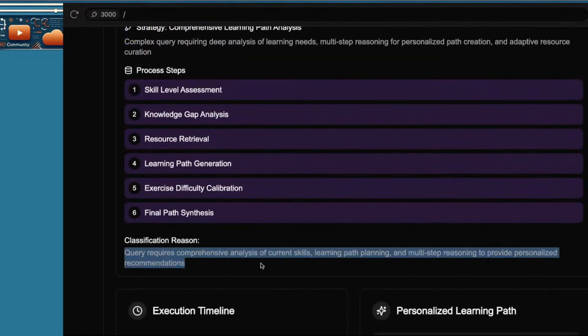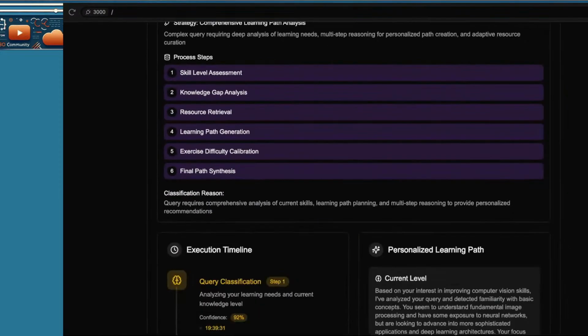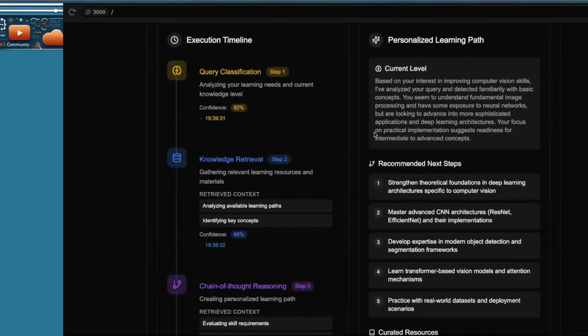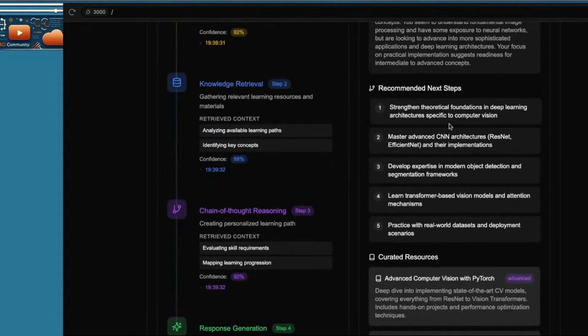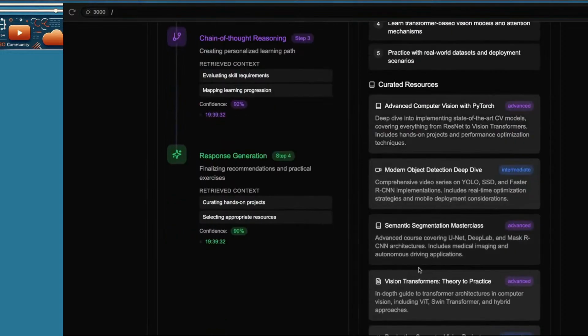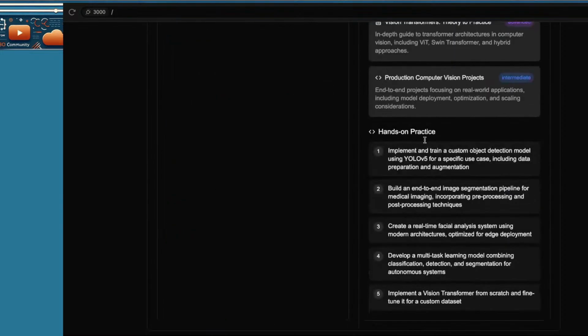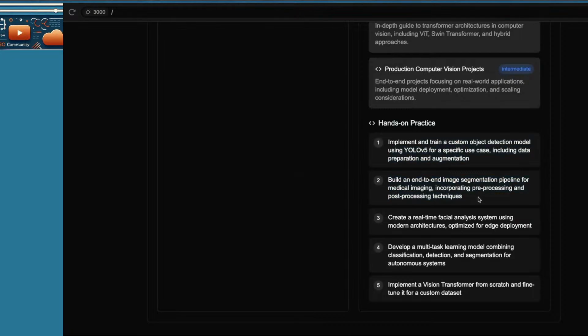It says that the query requires complex analysis of current skills, learning path planning, and multi-step reasoning to provide personalized recommendations. And the kind of output you can expect, for example, is: this is your personalized learning path. Based on your interest in improving computer vision skills, I've analyzed your query and detected familiarity with basic concepts. You seem to understand fundamental image processing and have exposure to and so on. Recommended next steps, so this is maybe another step that we add. These are the resources, maybe pulled from our system, and these are the exercises it's also generated.